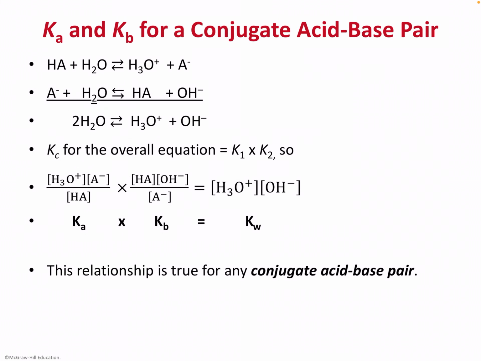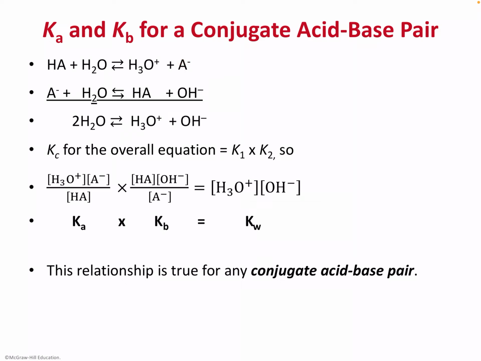Ka and Kb for a conjugate acid-base pair. Now let's say you have a weak acid HA with water giving you H3O+ and A minus, the hydronium ions. And then you take the anion of the weak acid. It acts as a base, reacting with water to give you HA and hydroxide ions. And then we can add these two together.